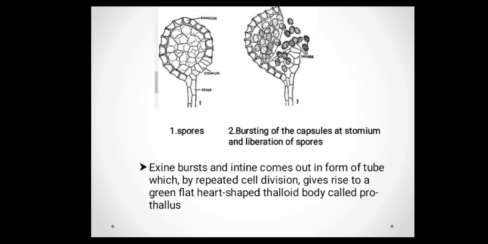The exine will burst and the intine comes out in a tube form. Again it undergoes cell division and gives rise to a green, flat, heart-shaped thalloid body. This is the prothallus.